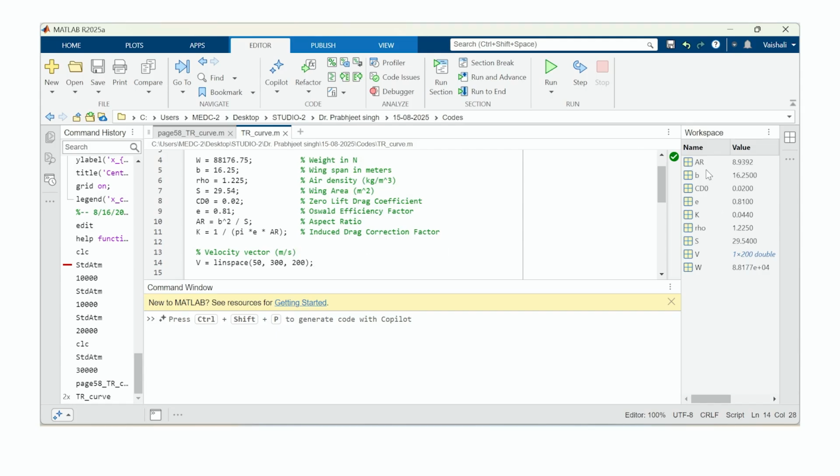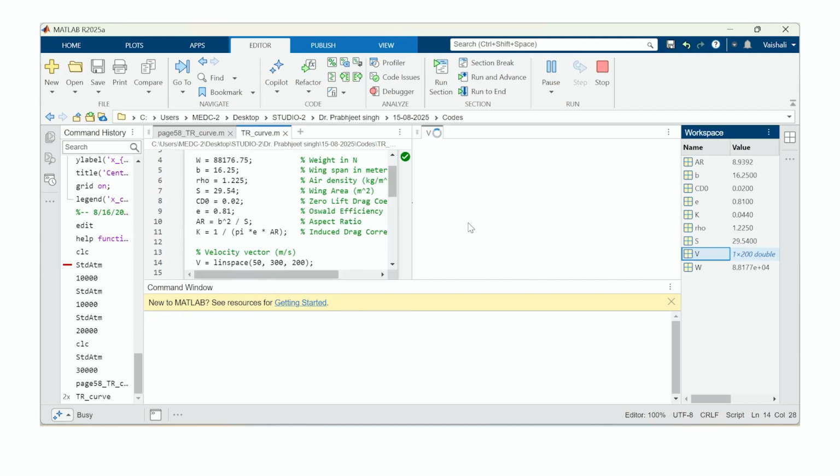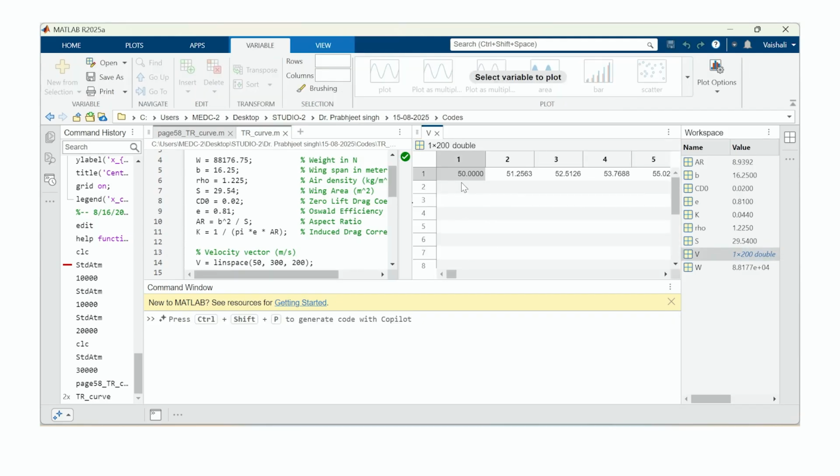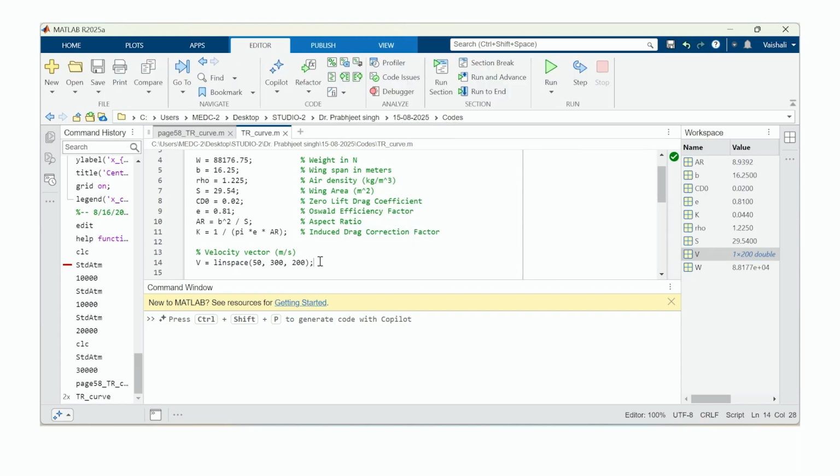Now see here, these are the parameters that we have defined until now: aspect ratio, B, CD naught, and so on. These all are scalars, but the velocity here is a vector. If I double click this, velocity starts from 50 meters per second, then 51, 52.51, and so on. It is going till 200 elements, a vector, up to 300 meters per second. That is what we have created over here, a vector of velocity.